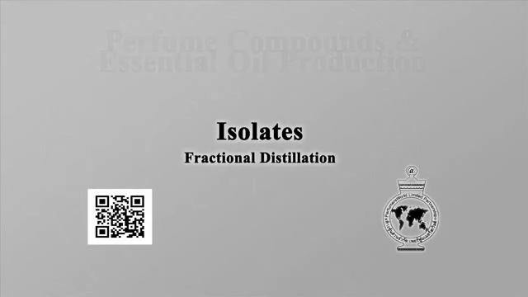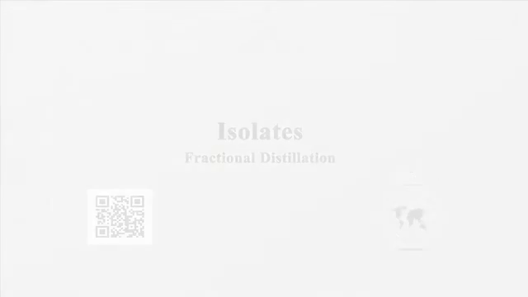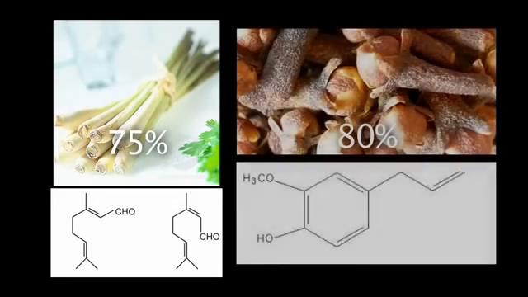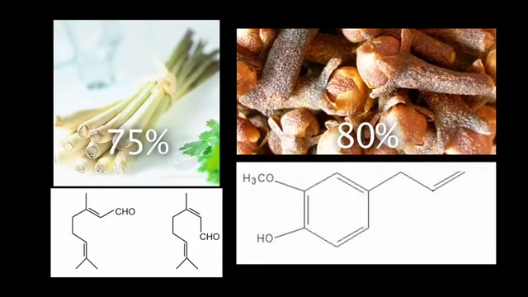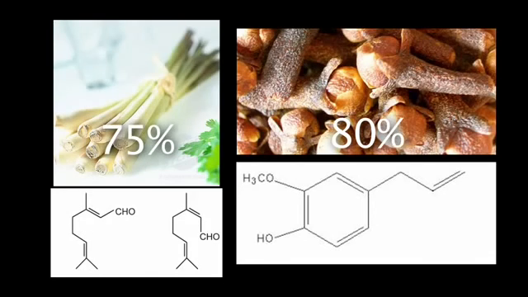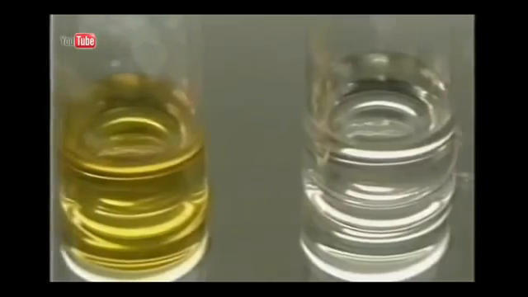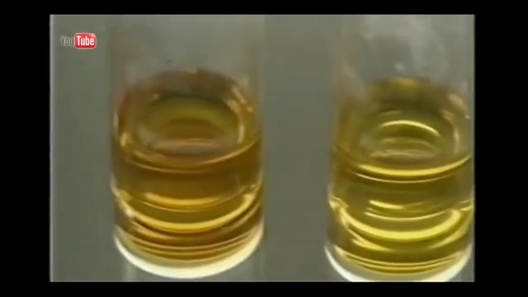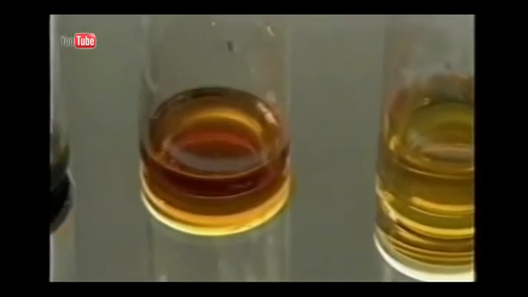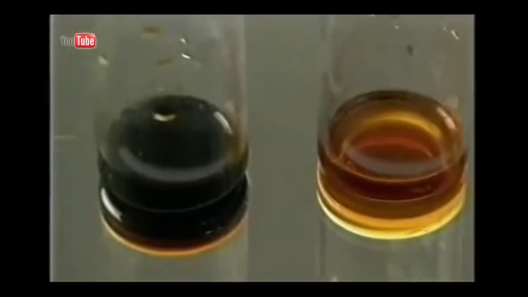Isolates. Fractional distillation. Fractional distillation is used to separate citral from lemongrass oil, eugenol from clove oil, according to each component's evaporation characteristics. Essential oils are complex natural mixtures. Each component of the mixture in an essential oil is an aroma chemical with its own unique evaporation characteristic. In perfumery, fractional distillation is used for refining essential oils or separating individual constituents, isolates.